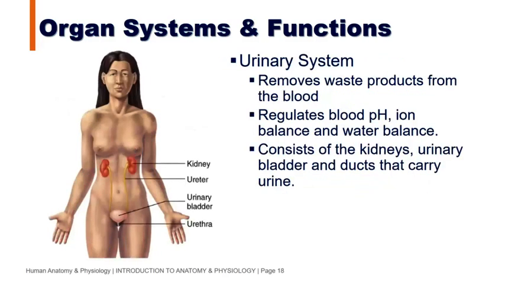Then for the urinary system, it helps to remove waste products from the blood, regulates blood pH, ion balance, and water balance. It consists of the kidneys, the urinary bladder, and ducts that carry urine. So down here you have your kidney, ureter, urinary bladder, and urethra.